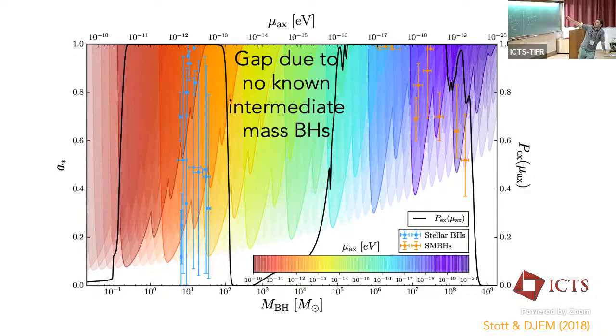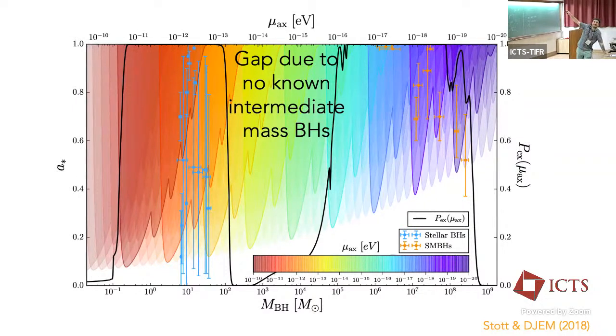And here I've got sort of 10 solar mass-ish black holes, and they exclude particle masses between about 10 to the minus 11 and 10 to the minus 13 eV. I've then got supermassive black holes, which have more uncertainty on the spin, but they exist. And they've got masses about 10 to the 8 solar masses. And the supermassive black holes that we used in this analysis exclude a range of particle masses between about 10 to the minus 16 and about 10 to the minus 19 eV.